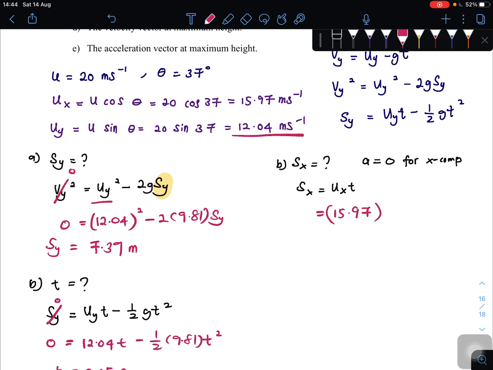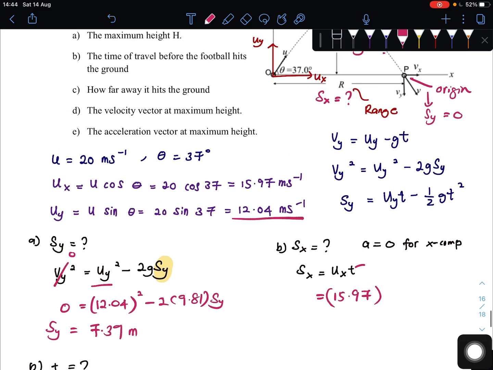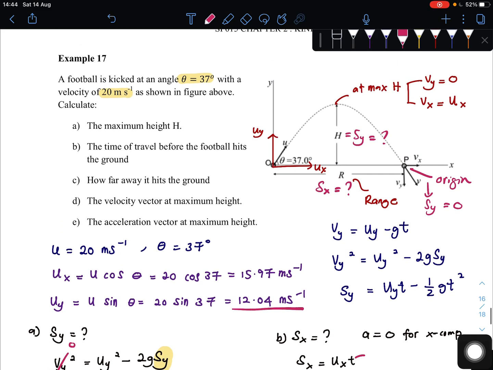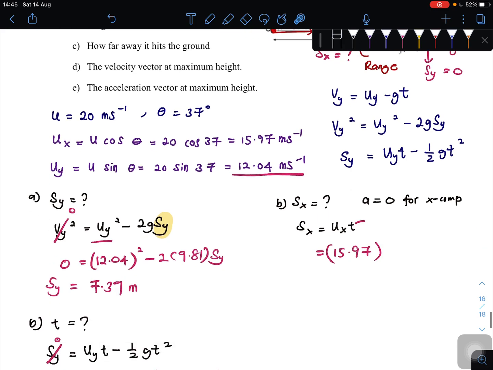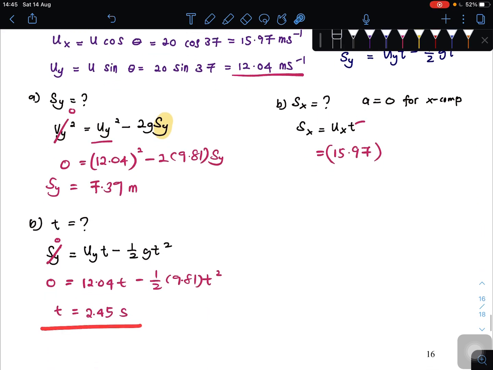And then t adalah time for the whole journey. Okay, time for the whole journey all the way to here, which is we have calculated this one. So just masukkan 2.45, then you will get Sx is equal to 39.13 meter. Don't forget the unit.